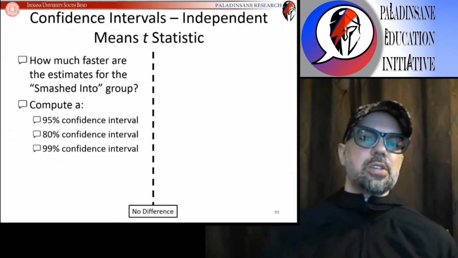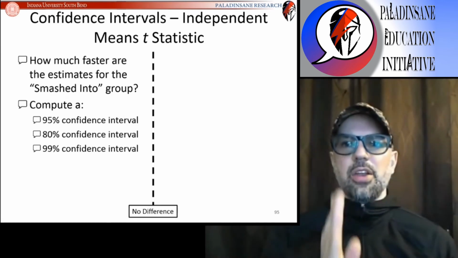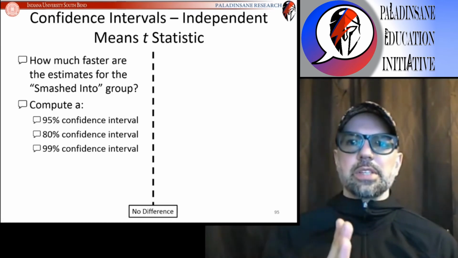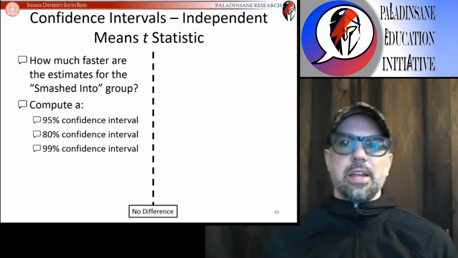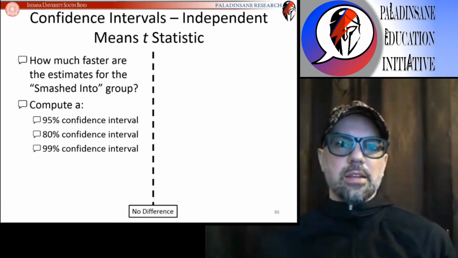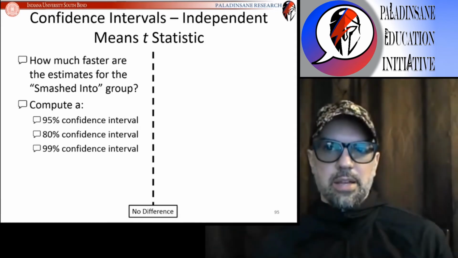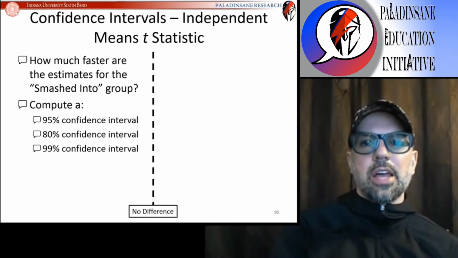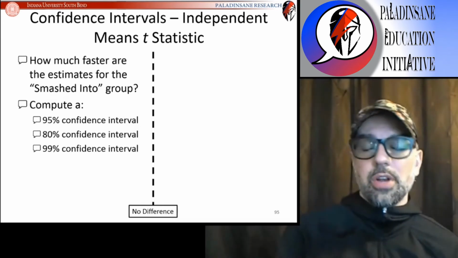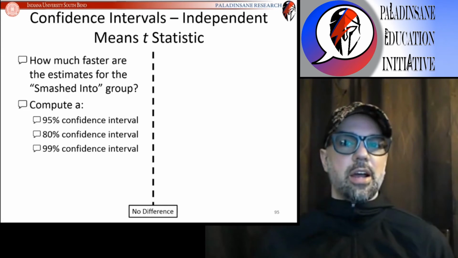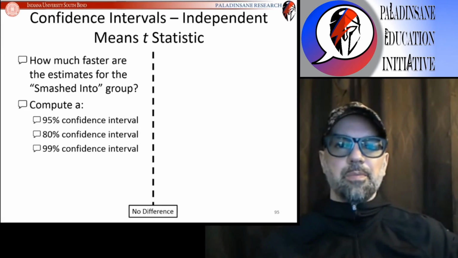This is an interesting case because we're going to have that no difference line. That no difference line is the difference between overestimating and underestimating. Everything on the right of that line overestimated eyewitness testimony. Everything on the left of it underestimated eyewitness testimony. That's going to come up when we take a look at our 99% confidence interval.